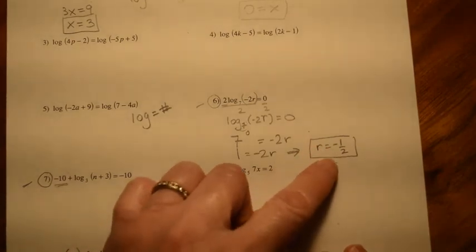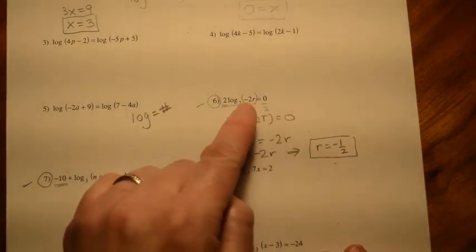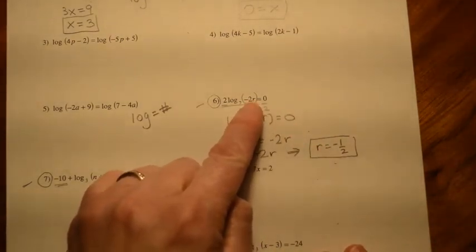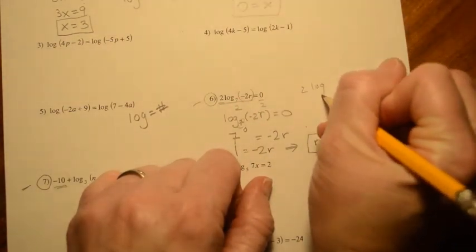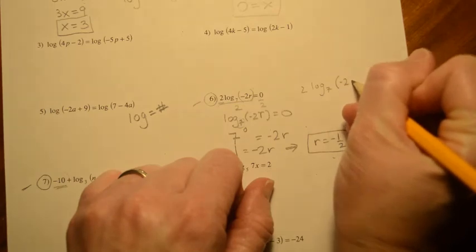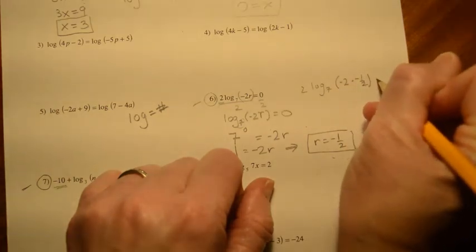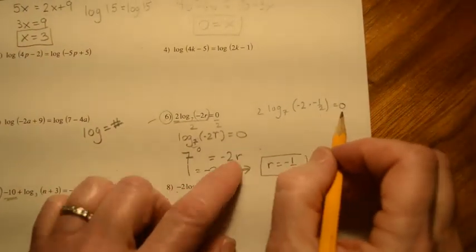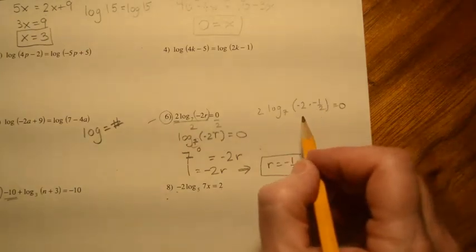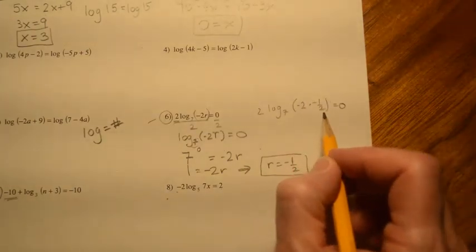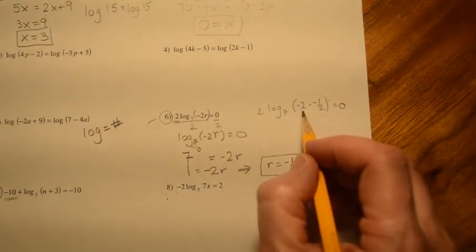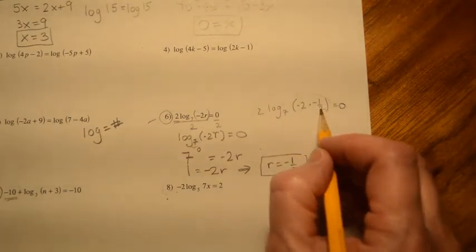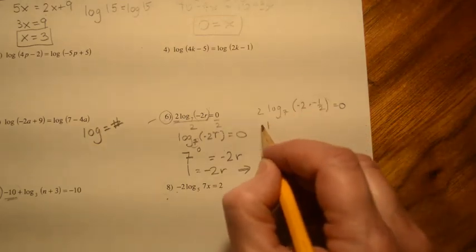Now, we plug it back in to see, does this violate the domain? Does that make this 0 or negative? So I've got 2 times log base 7 of negative 2 times negative 1/2. Is that equal to 0? Again, there's 2 parts to this. One is checking to see if you violated the domain. One is to check to see if it's actually the correct answer. We're just checking to see if it violates the domain. So negative 2 times negative 1/2 gives us positive 1.